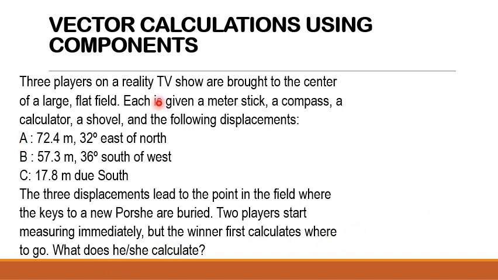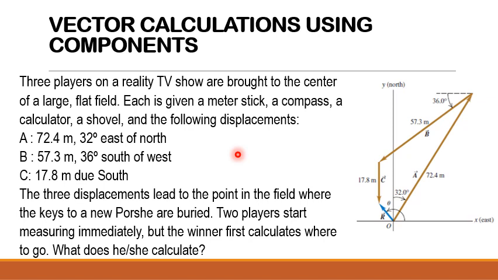The first thing that you have to do is understand the problem. Second thing is to graph or represent the vectors in the problem. And when you are done representing that, it will look like this. So let's discuss this part by part. The first given is 72.4 meters, represented by vector A, forming 32 degrees east of north. So this is east of north, 32 degrees.